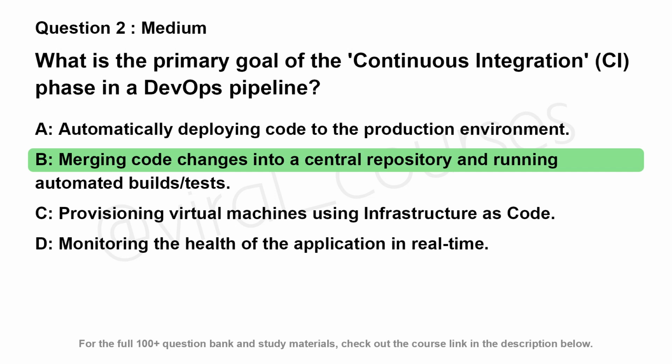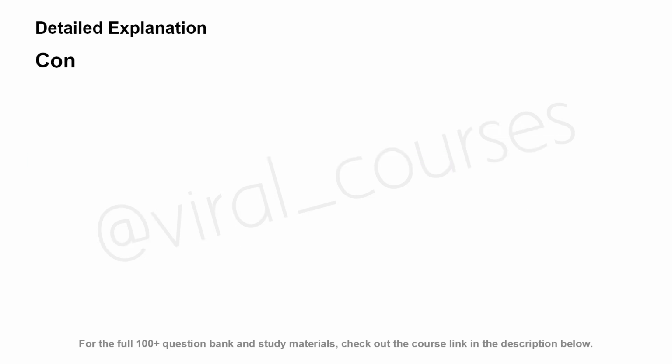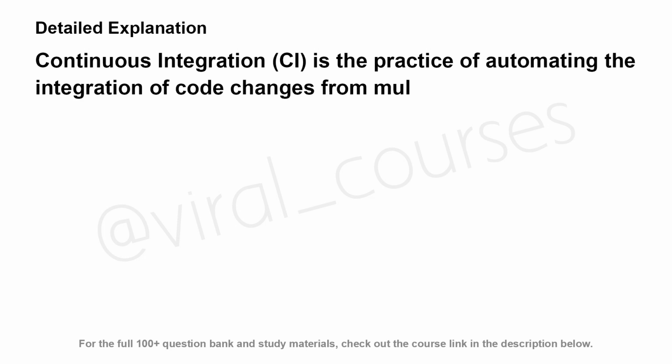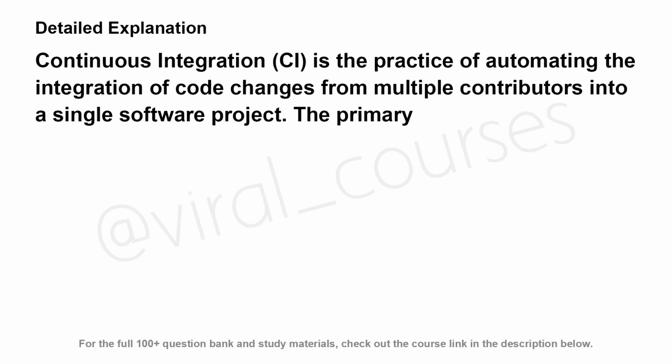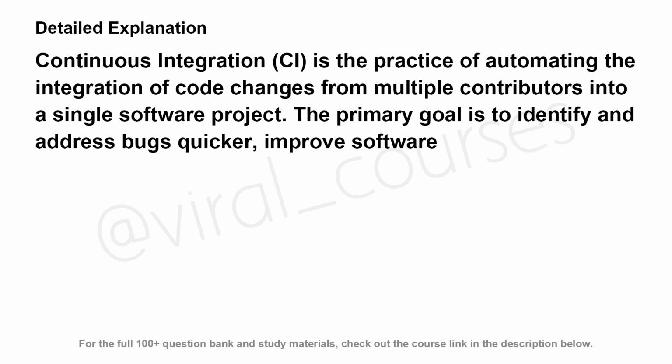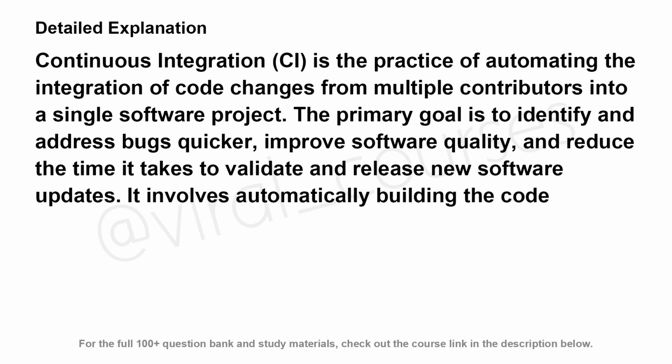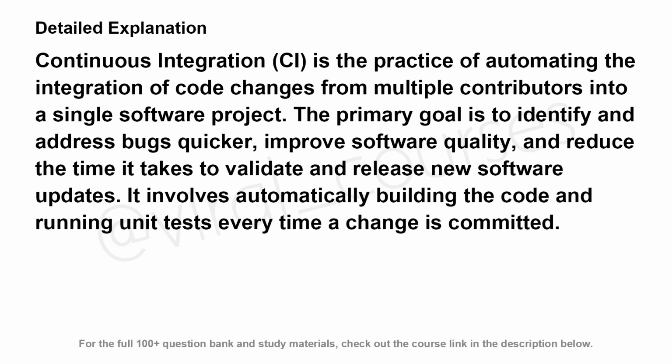The correct answer is B. Continuous integration, or CI, is the practice of automating the integration of code changes from multiple contributors into a single software project. The primary goal is to identify and address bugs quicker, improve software quality, and reduce the time it takes to validate and release new software updates. It involves automatically building the code and running unit tests every time a change is committed.